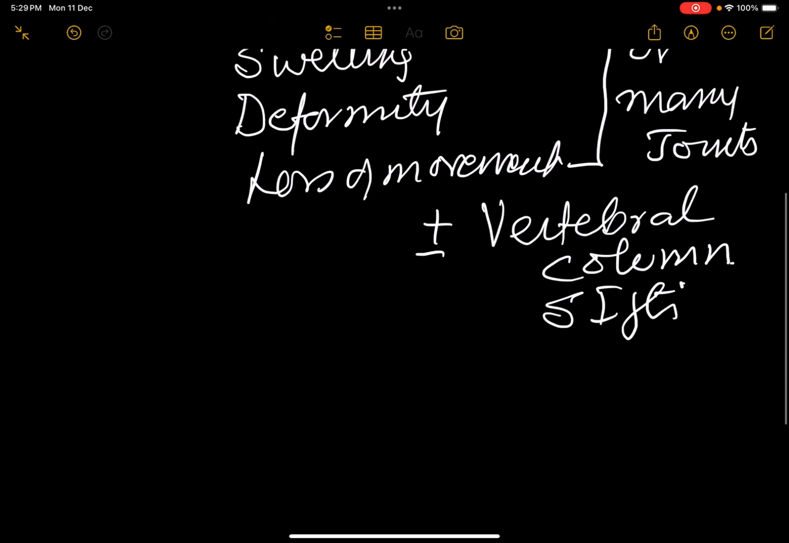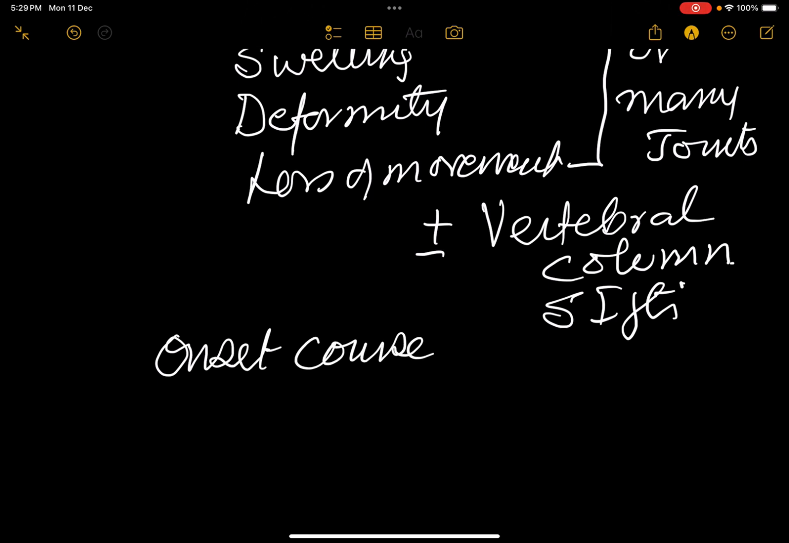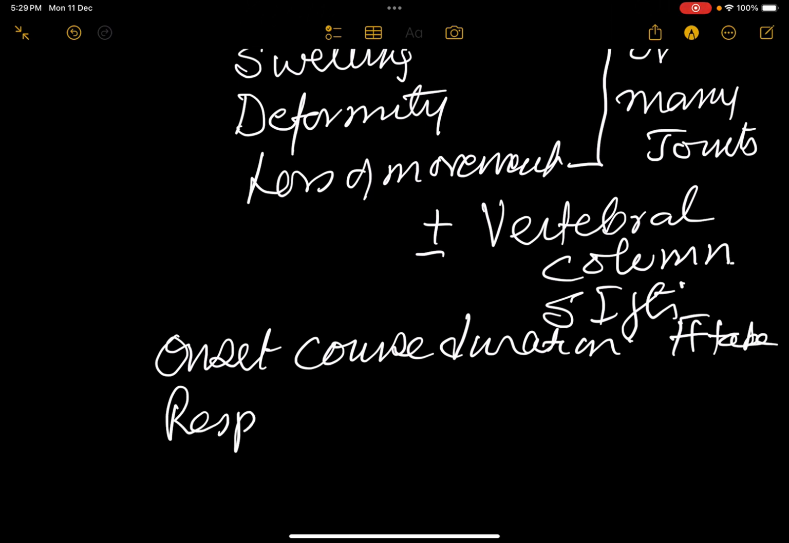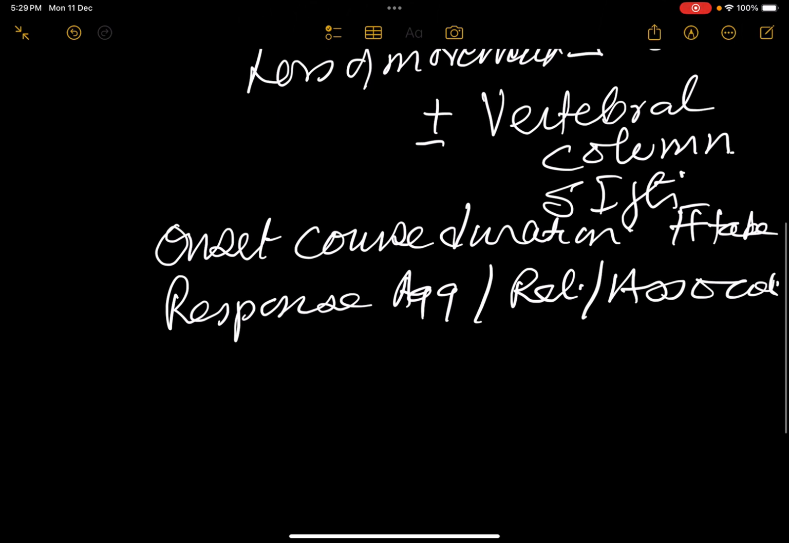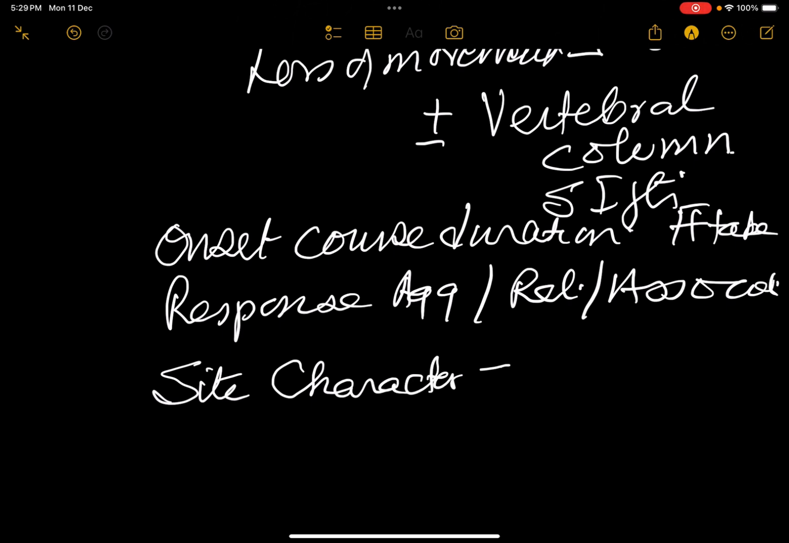And for each of these chronological symptoms, we have to ask onset, course, duration, treatment taken, response, aggravating factors, relieving factors, and associated factors. About pain specifically, we have to ask 4 more questions: site, character, intensity, and radiation.